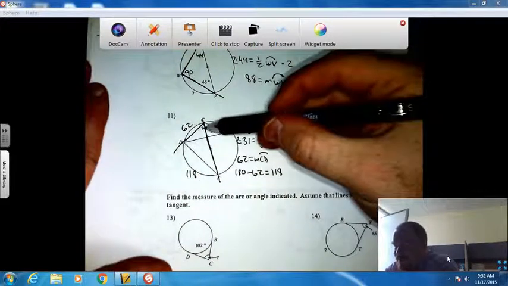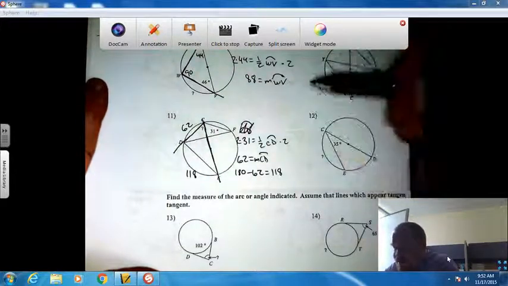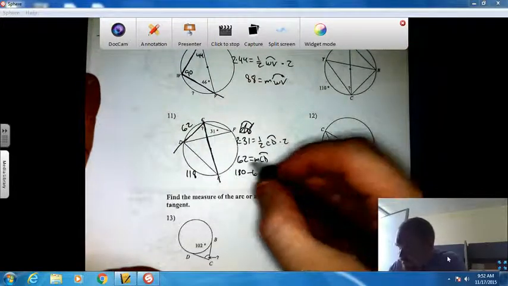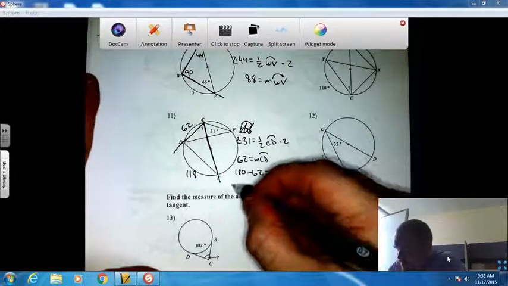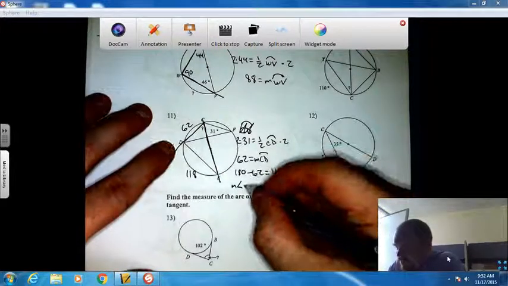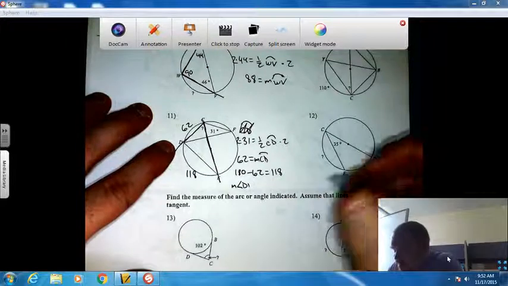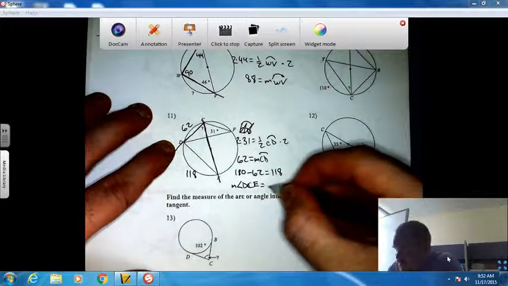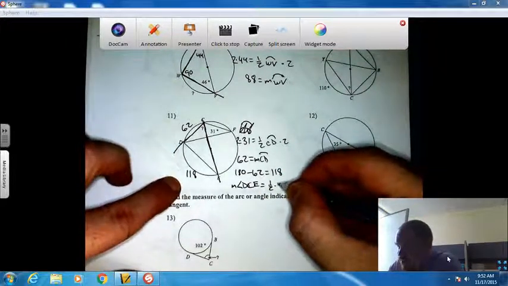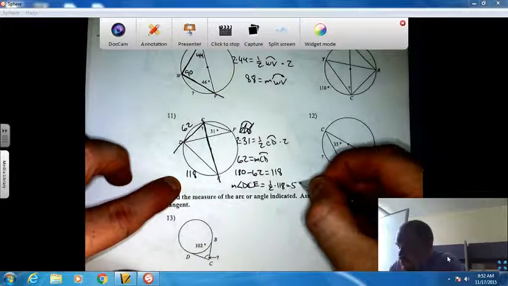So to find this angle, I take half the arc. So the measure of angle DCE is equal to 1/2 of 118, or 59 degrees.